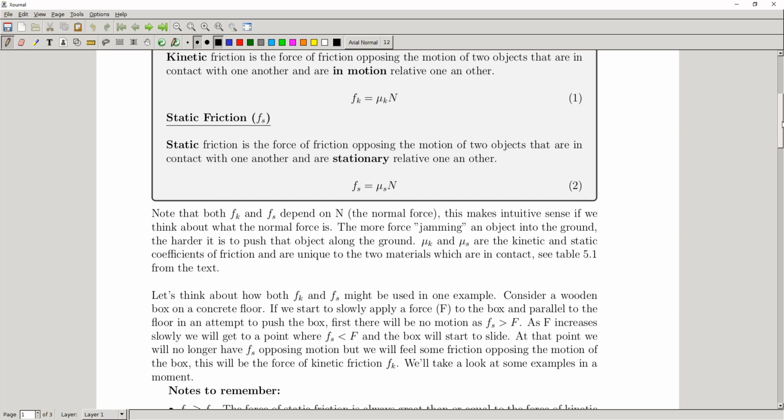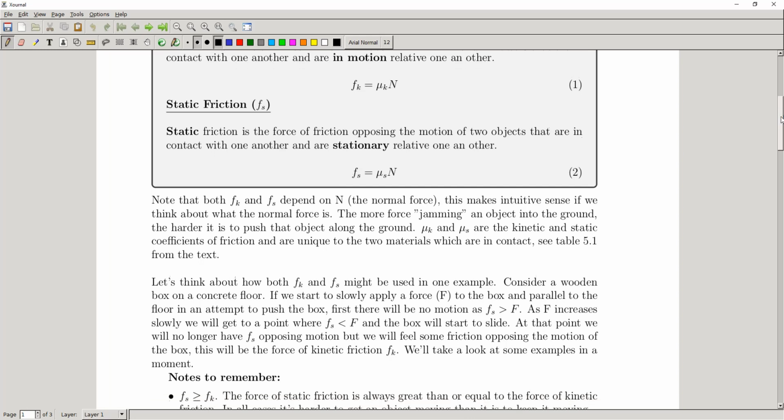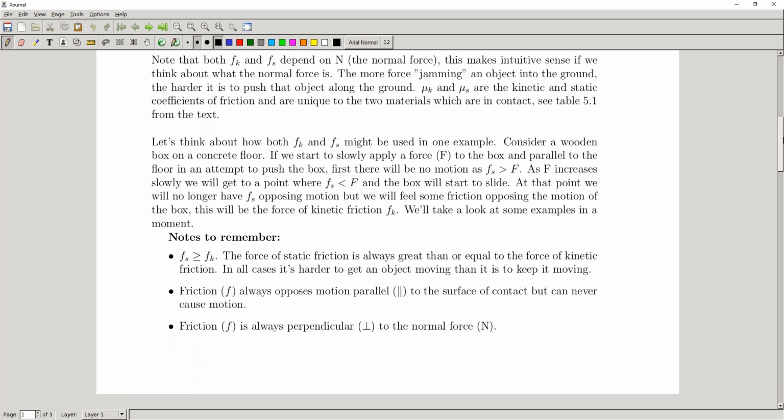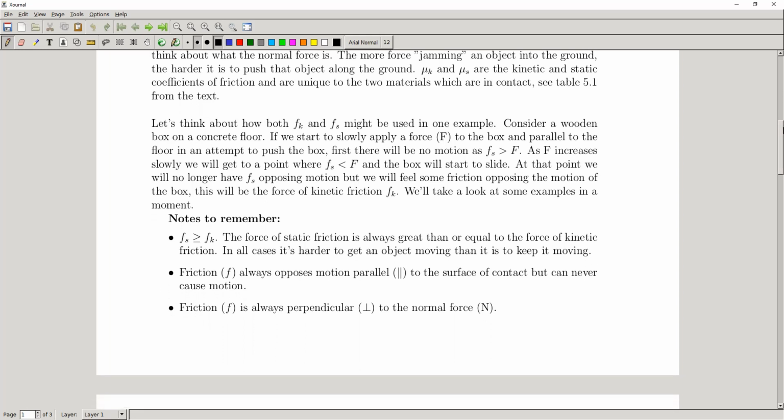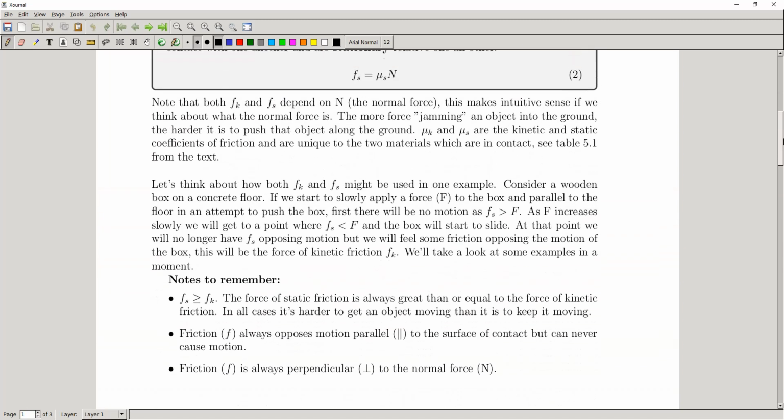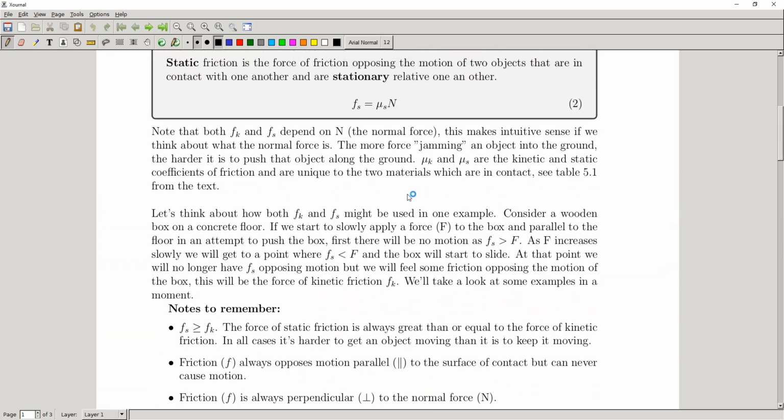So let's take a look really quickly at a sort of thought experiment, a problem that's going to involve both of these types of friction, right? So let's consider a box on a concrete floor again. If we start to apply some force F to the box parallel to the floor, so we have the box sitting on the floor and we're pushing on the box from the side, right? I didn't really leave myself any space here to draw this out, but I'll draw it really close here in the margin. So we can imagine a box on the floor, and we're applying some force F to it, right?